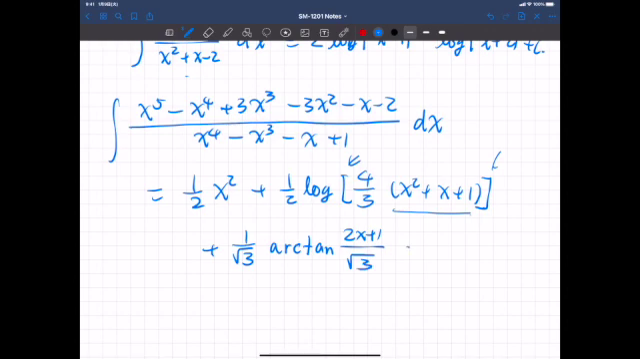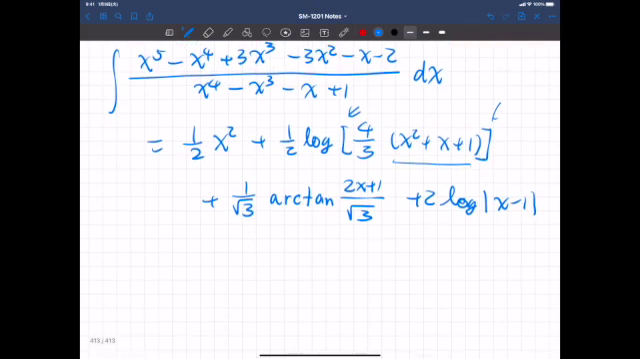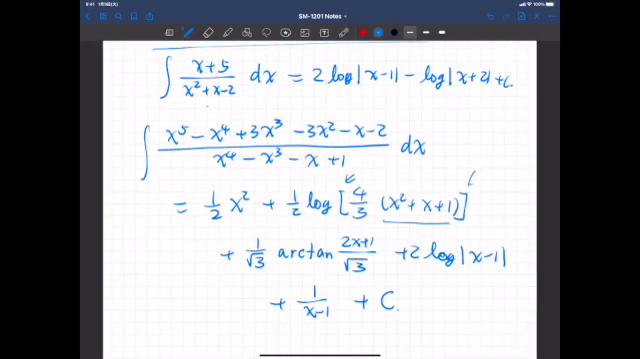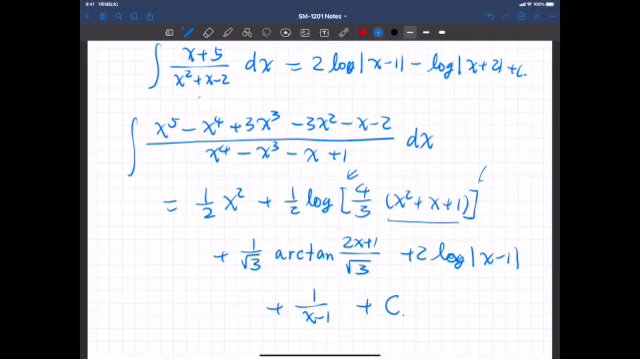And 3 and 2 log of the modulus of x minus 1 plus 1 over x minus 1 plus c. Okay, so this is it. That's all for today.